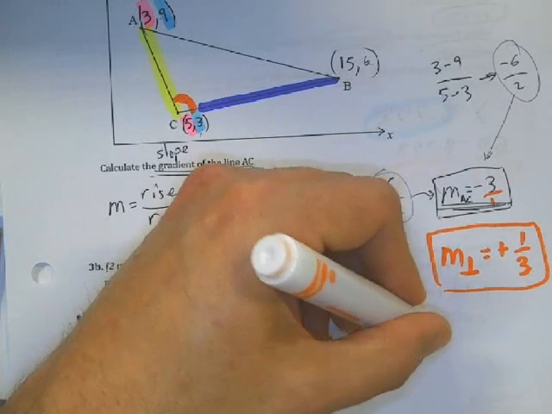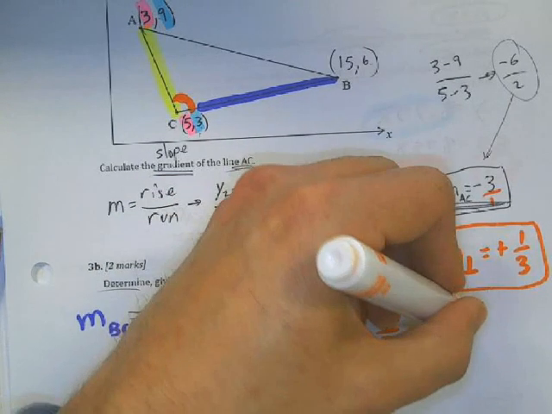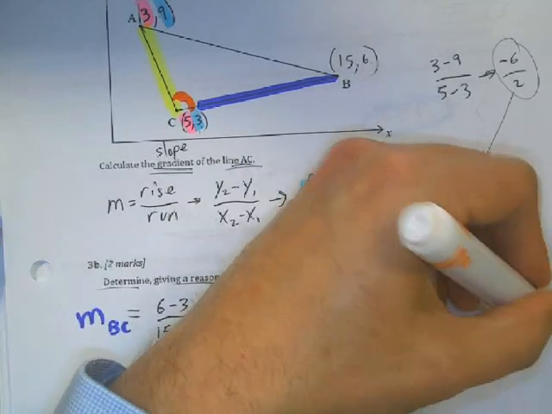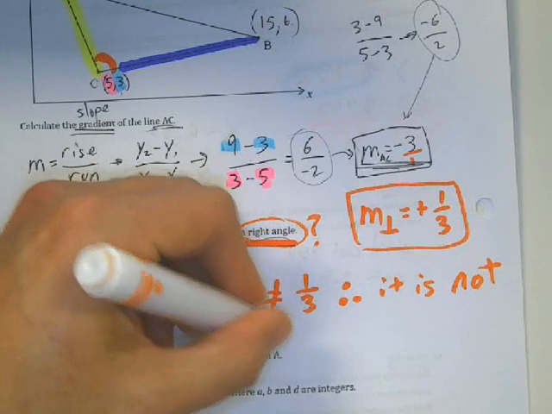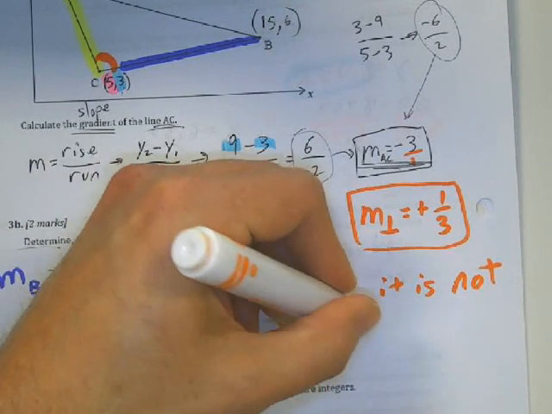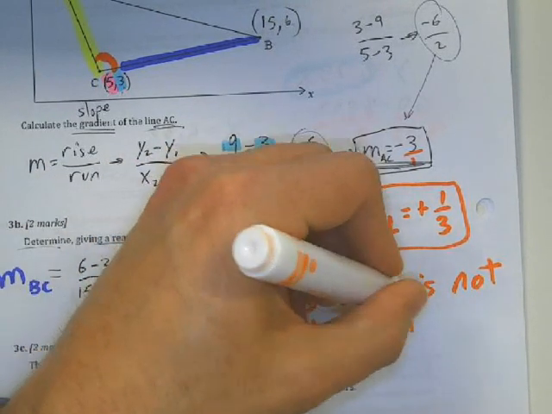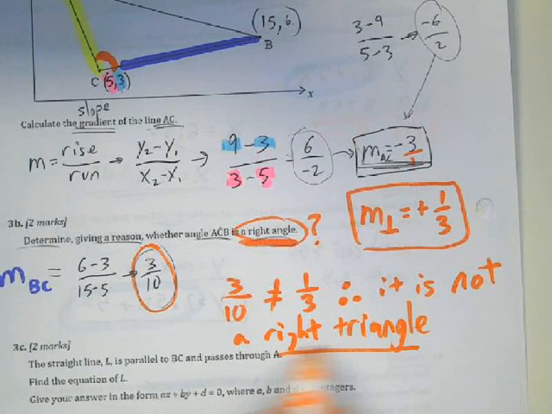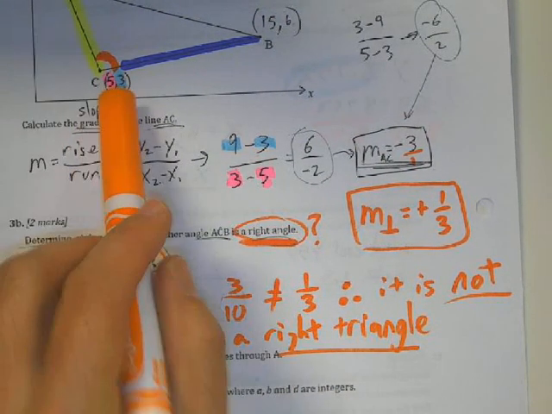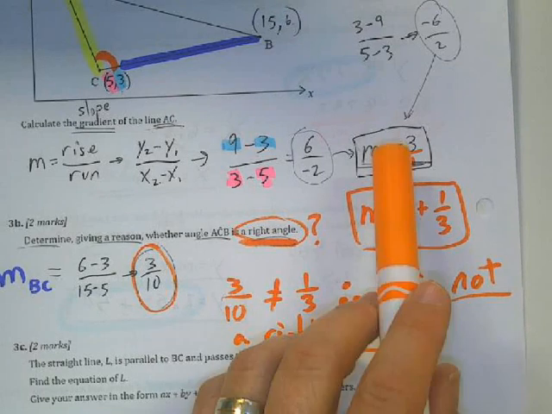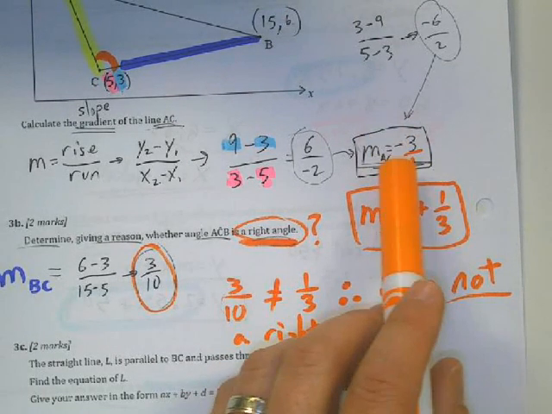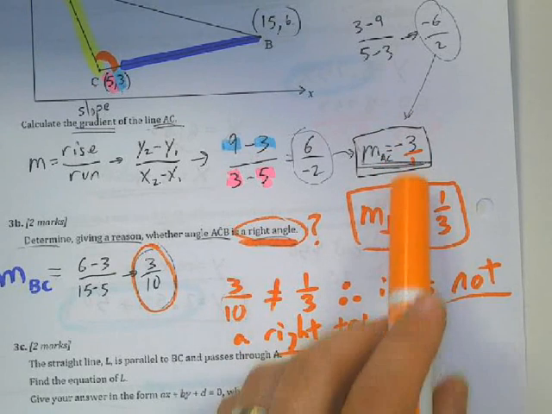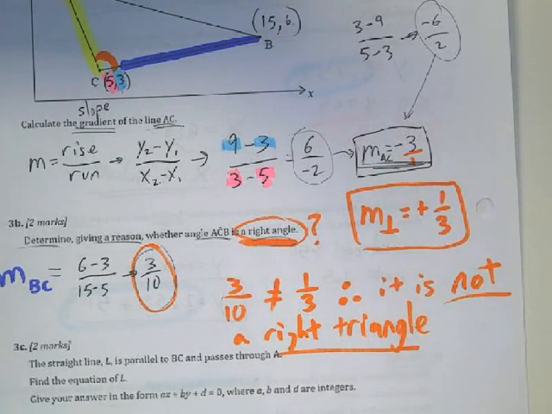Therefore, it is not a right triangle. One of the important things we learned last semester was if two lines are perpendicular, the slope is going to be the opposite sign. So instead of negative, it would be positive, and it's going to be the reciprocal. So the reciprocal of 3, or 3 over 1, is equal to 1 over 3.